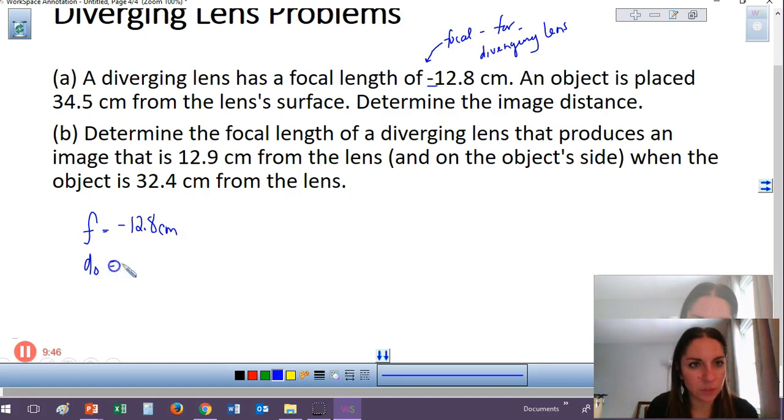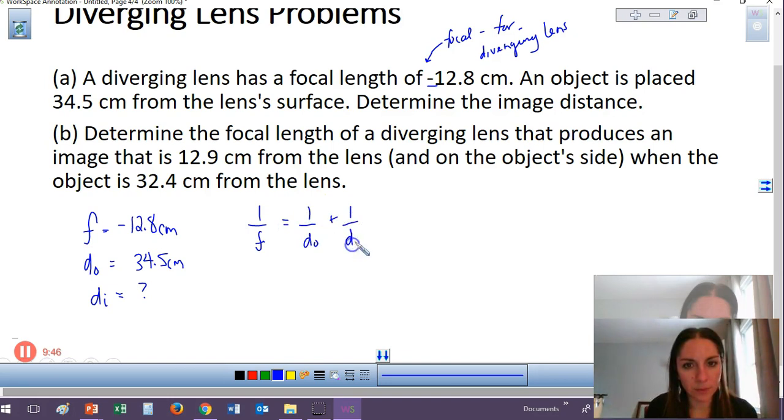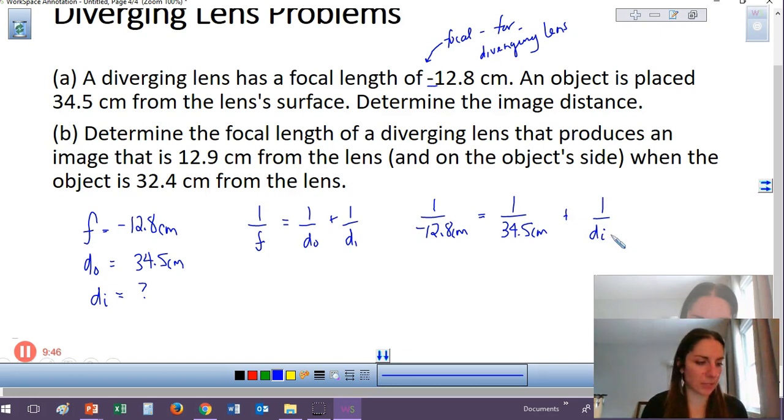The distance of the object is 34.5 centimeters. We need DI. So using the thin lens equation, 1/f = 1/do + 1/di, we can go ahead and plug these in. So I get 1 over negative 12.8 centimeters equals 1 over 34.5 centimeters plus 1 over DI. So let's go ahead and calculate that out.